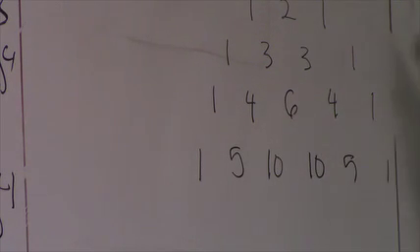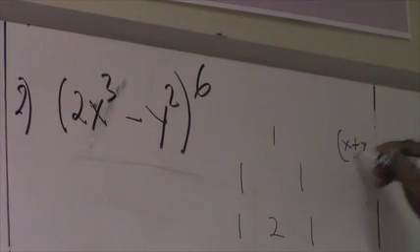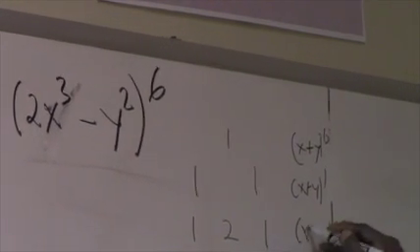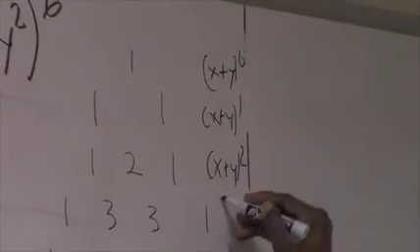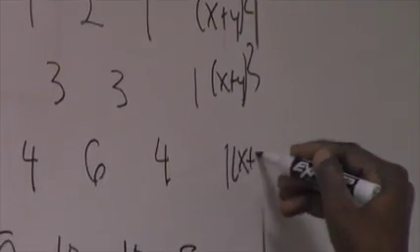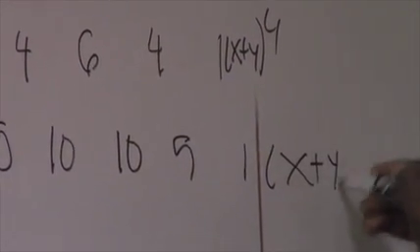And then 1. So this is x plus y to the 0, x plus y to the first, x plus y to the second, x plus y to the third, x plus y to the fourth, and this is going to be x plus y to the fifth.